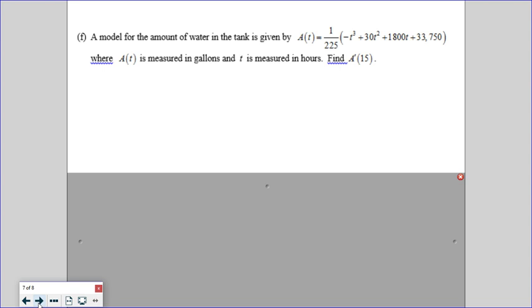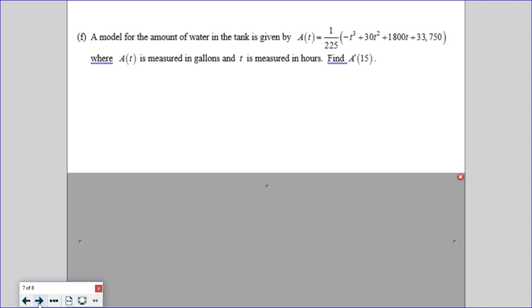Last couple of questions, we are going to turn to our calculator. Sometimes you'll say, okay, well, this is a model that actually would work for that function that you're seeing for the data in that table. And it says a model for the amount of water in the tank is given by this, A of t equals, and then that's the entire big ugly function for that. And it says A of t is measuring gallons, t is measuring hours. Find A prime of 15.